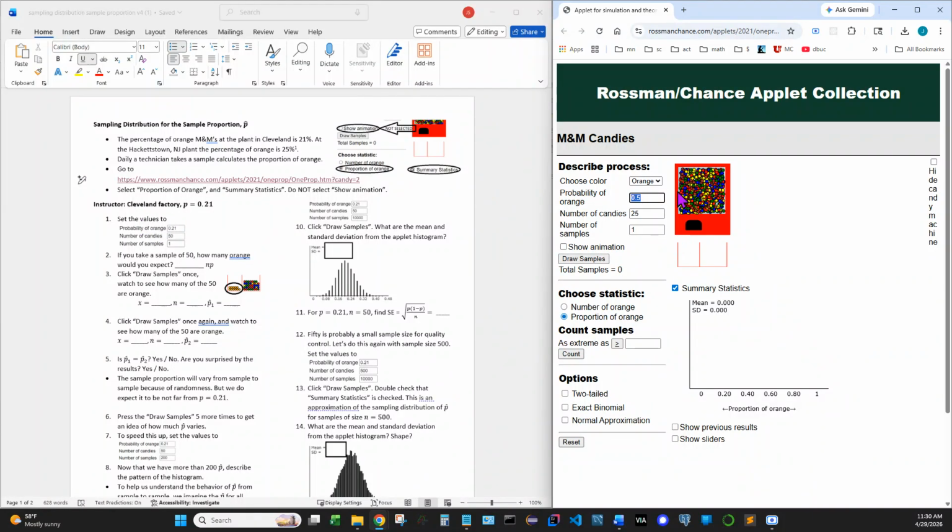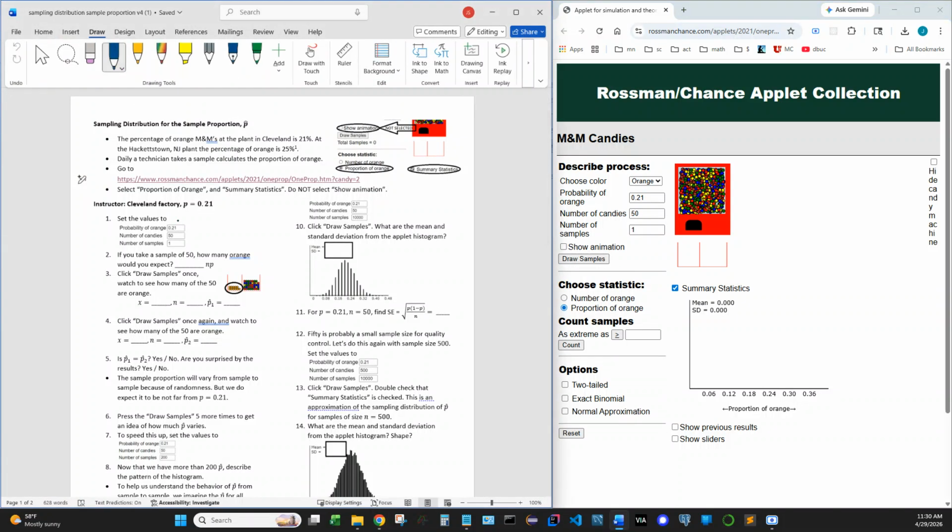So we're going to assume that it's working correctly. So the probability of orange will be 21. We're going to do a sample of 50 M&Ms. So if we do a sample of 50, how many orange would we expect? Well, if everything's working correctly, we would expect 21% of 50. So we go 0.21 times 50, and that gives us 10.5. So that's how many we would expect. So 10 or 11, why don't we just go with 11 here, but 10 is quite good too, right?